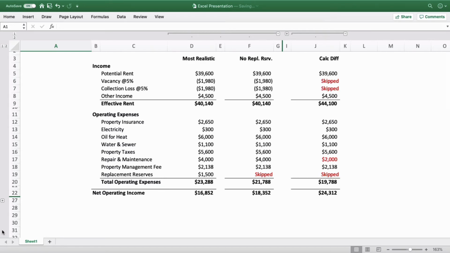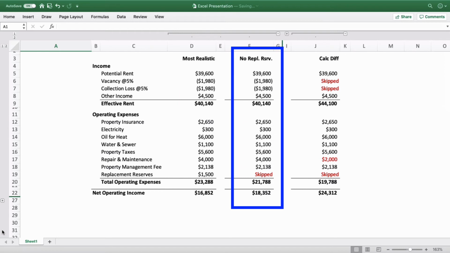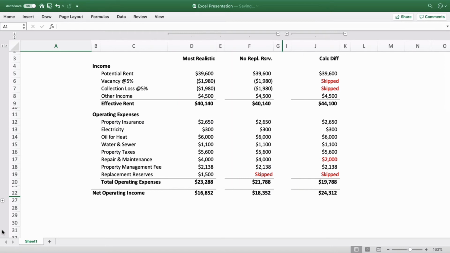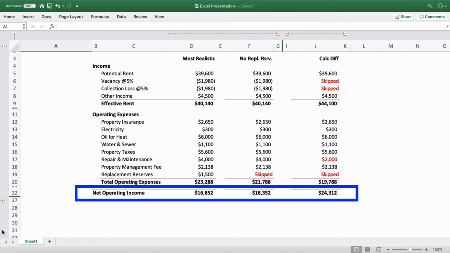So here we have 3 scenarios. We have a most realistic scenario, a no replacement reserve scenario, and then we have one on the right called calc difference. And what I want to draw your attention to here is if you look at all the numbers there and all the categories of expenses and income, these 3 different investors, if we assume each investor did something differently here, all calculated different things, skipped different things, and at the bottom have a completely different net operating income.